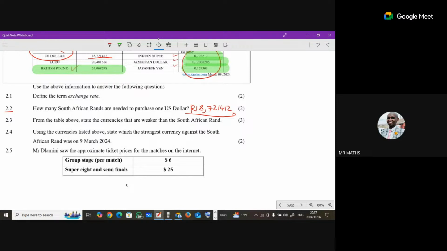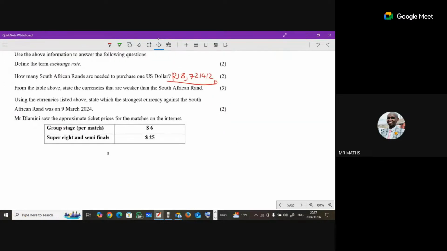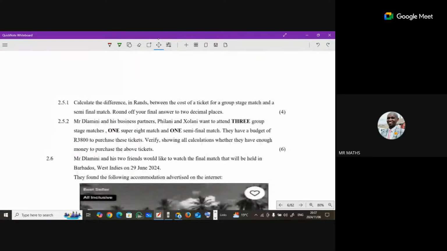2.5. Mr. Dlamini saw the approximate ticket price for the matches on the internet. So now group stage per match is $6. Super 8 and semi-finals is $25, to pay for that once. So if you want per match, let's see which one he will decide to watch.